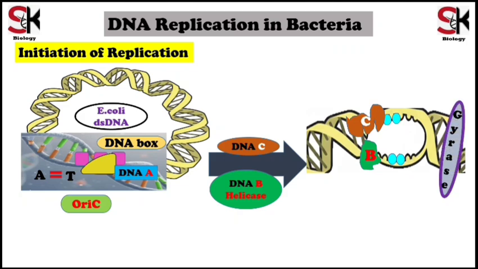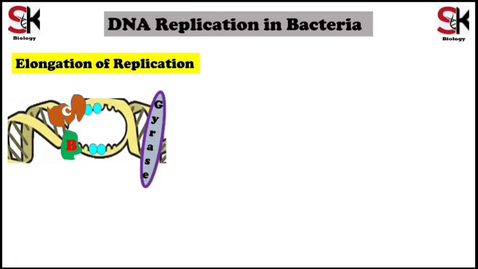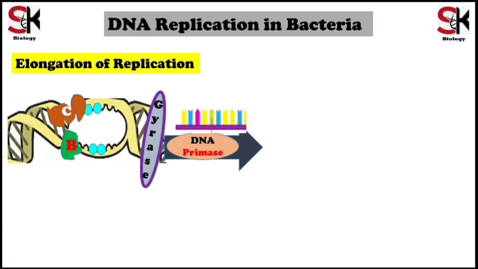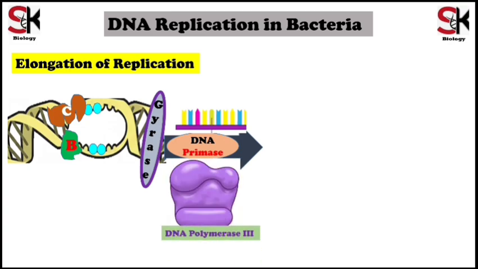Once the opening of oriC is stable, now it comes to the next important step, that is elongation. DNA polymerase cannot start synthesis on its own. So, it requires the primase enzyme, that is DnaG, which provides a short RNA primer. Then the main enzyme DNA polymerase III functions.